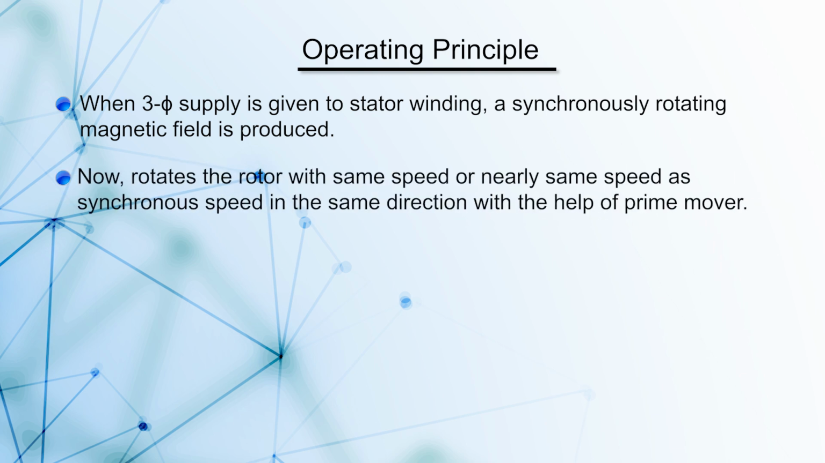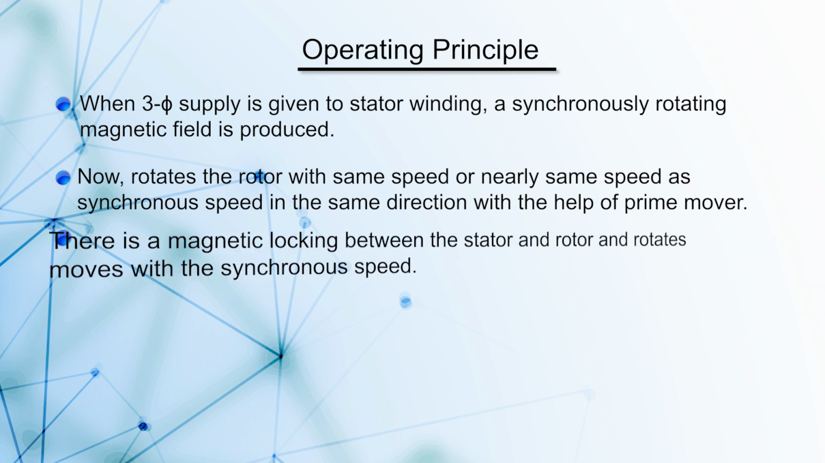Now rotate the rotor with the same speed or nearly the same speed as the synchronous speed, in the same direction, with the help of some prime mover. Since the rotor by itself is not going to rotate, we will put in some means through which, at the starting time, we rotate the rotor in the same direction as the rotating magnetic field, with synchronous speed or a speed very close to synchronous speed.